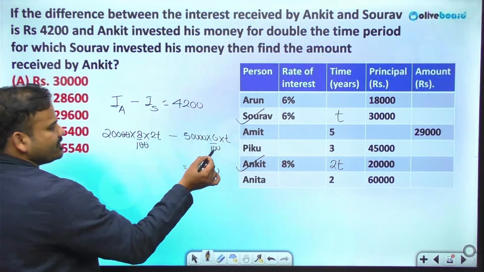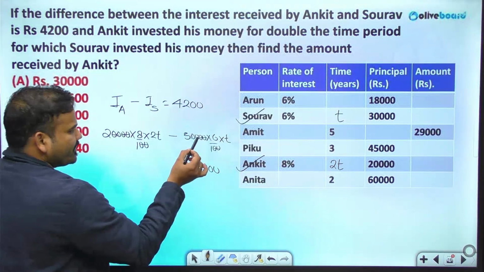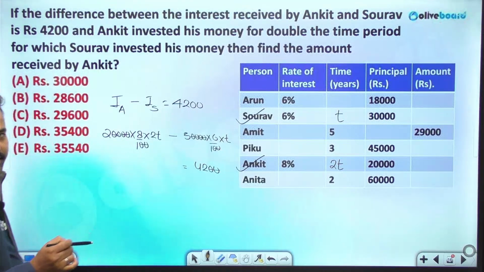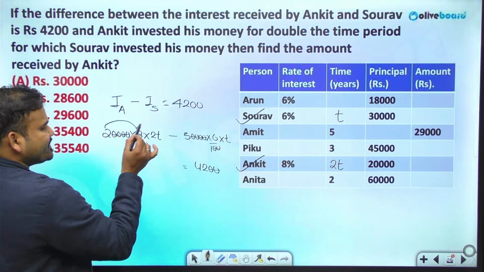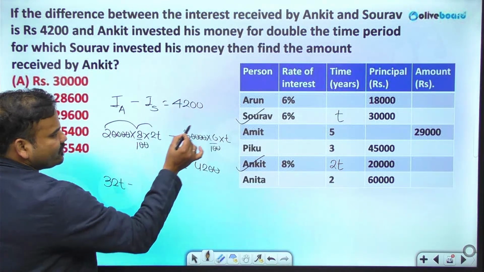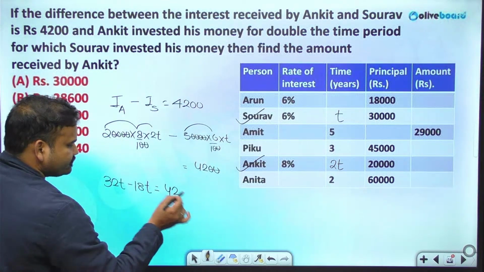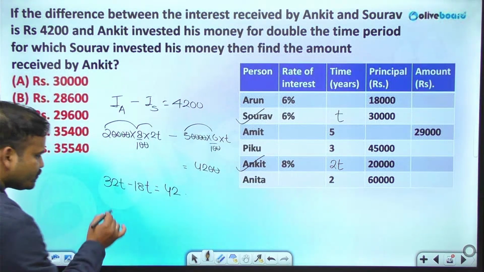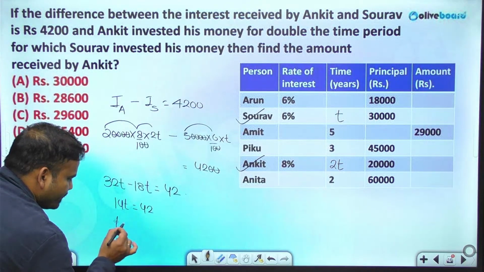The 0000 gets eliminated. See, 00 is common, and this 00 will get eliminated. Take 100 common and it gets eliminated. 2 into 8 is 16, into 2 is 32T. 32T minus 6 into 3 is 18T, equals 42. Clear? So basically 14T equals 42. So the value of T becomes 3 years.